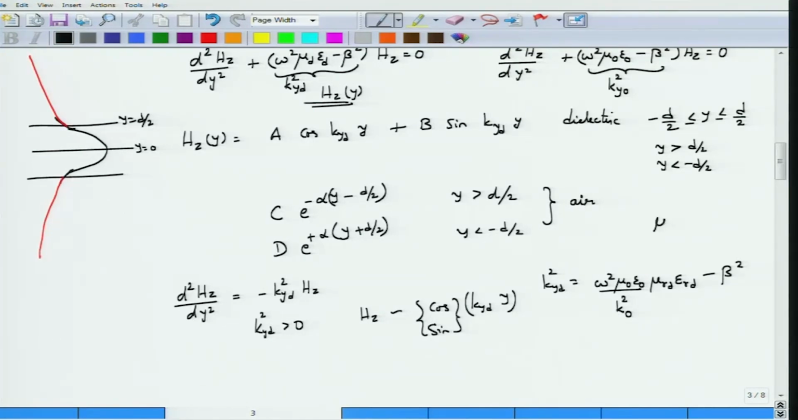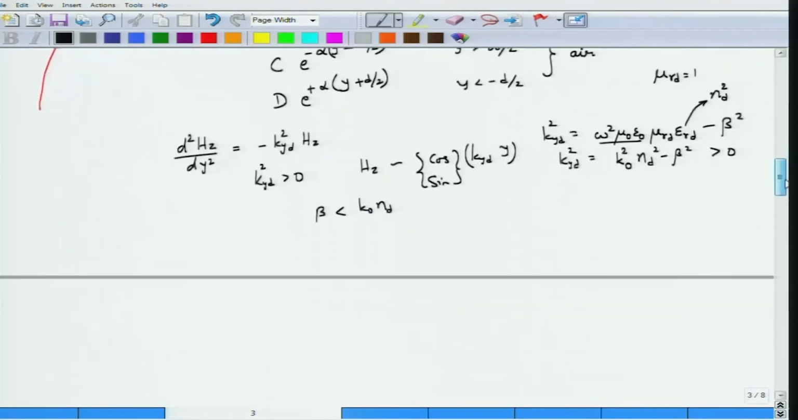And if I assume that mu r d is equal to 1, that is the dielectric medium is in fact non-magnetic, then I can eliminate this mu r d from the discussion, and I also know that epsilon r d would be the square of the refractive index of the dielectric region. Therefore, I can consider this as nd square, nd standing for refractive index of the medium. So I have k0 square nd square minus beta square. This is your propagation constant ky d square inside the dielectric region, and this has to be greater than 0, which means that beta must be less than k0 nd. This is the first condition.